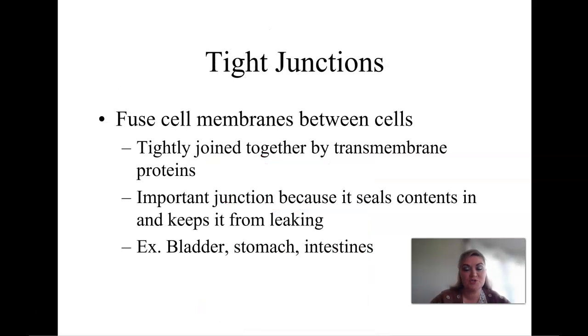Our next type of junction is referred to as a tight junction. These are going to fuse cell membranes between cells together. They tightly join them through a transmembrane protein. And this is going to be important because this is going to be found in things that you don't want to leak, such as the intestines and the stomach and the bladder. You want these things to be waterproof and tight, so they keep everything in.